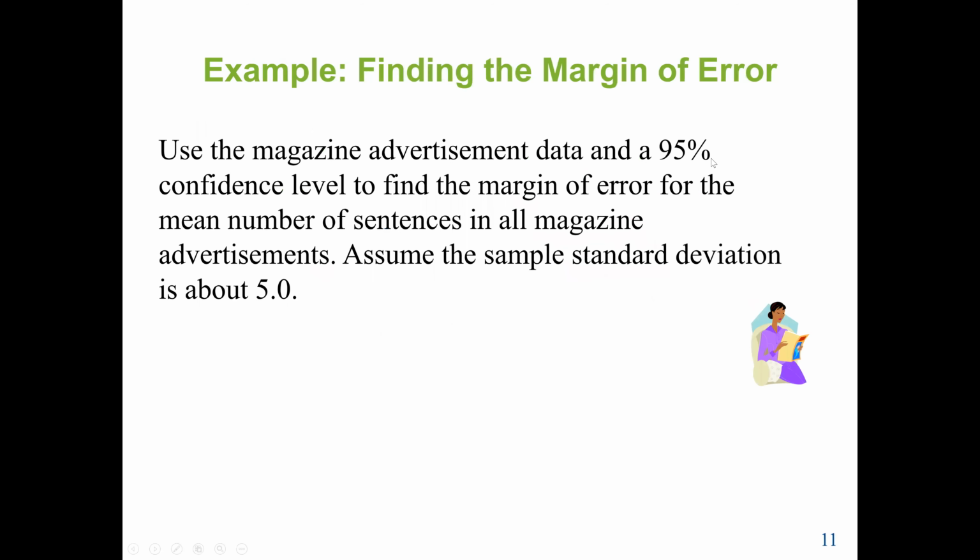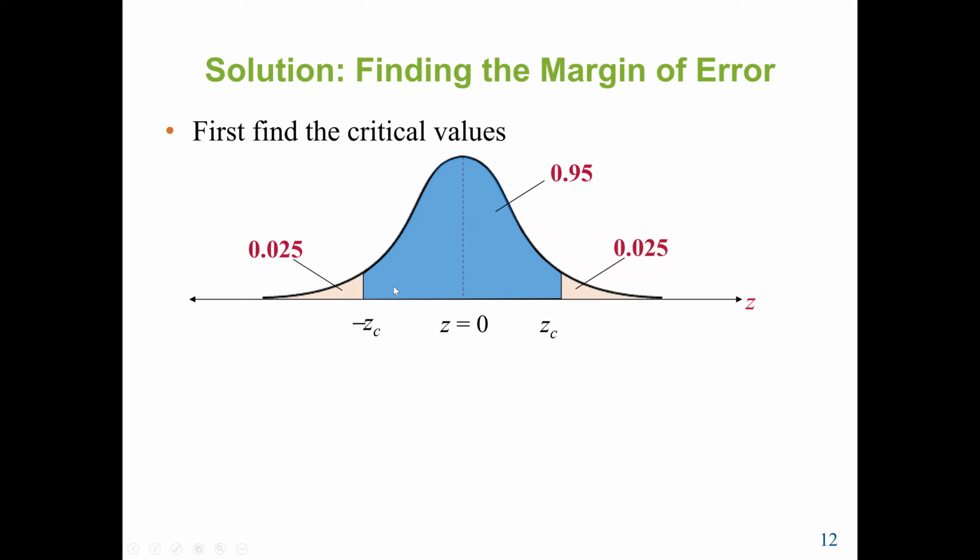Now the question says 95%, which means our shaded area will be 0.95. The left and right tails are left with only 5%, which is 0.05. If you divide 0.05 by 2, you get 0.025 and also 0.025. So with these values, we can find z. Normally when the confidence level is 95%, the z will be 1.96. So here we have 1.96, and to the left, negative 1.96.